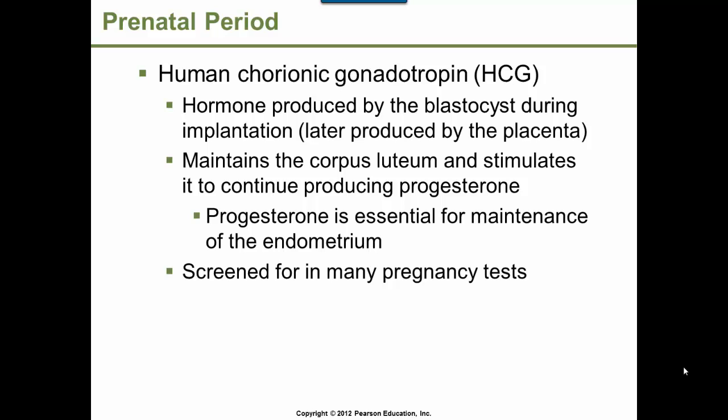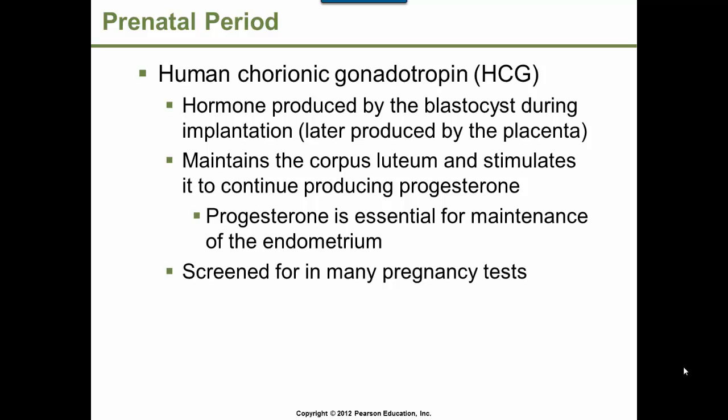Human chorionic gonadotropin, or HCG, is the hormone produced by the blastocyst during implantation. It's later produced by the placenta once it's formed. HCG maintains the corpus luteum and stimulates it to continue producing progesterone. Without progesterone, the endometrium would be shed, as it would be during menstrual flow.